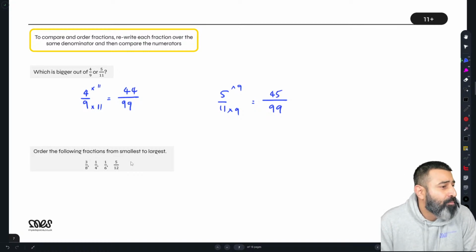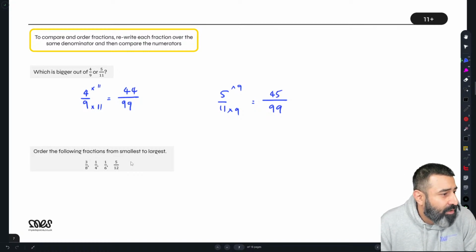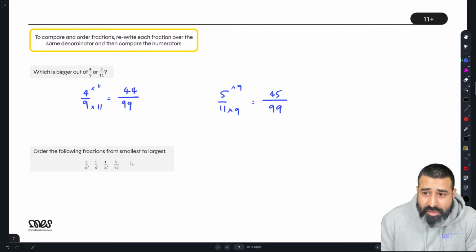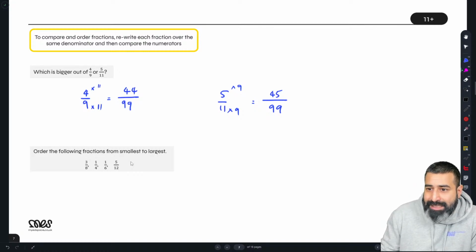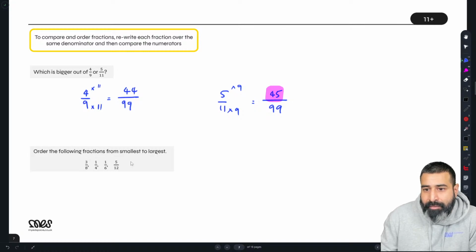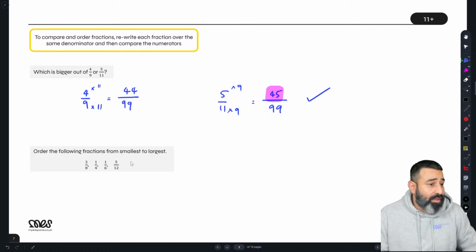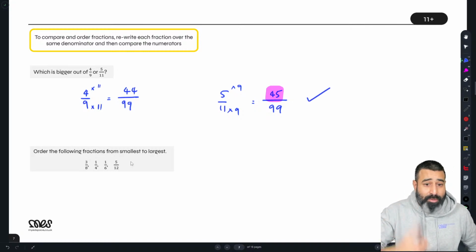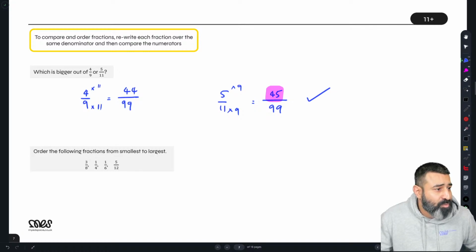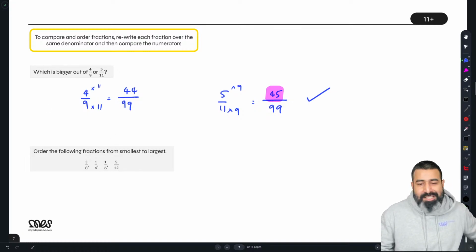So which is bigger? Absolutely, Dilpreet. Good. So do we all agree that this numerator is larger than that numerator? So we can say that 5 over 11 is larger than 4 over 9. And the job is done. Okay, good. All right, nice.